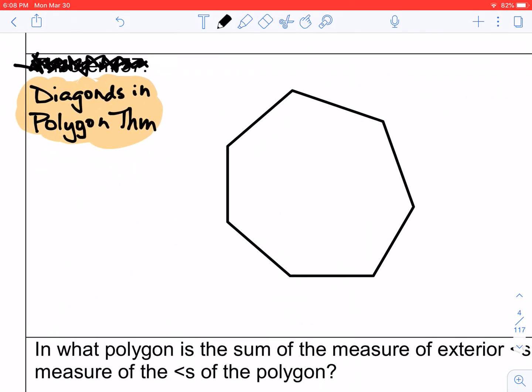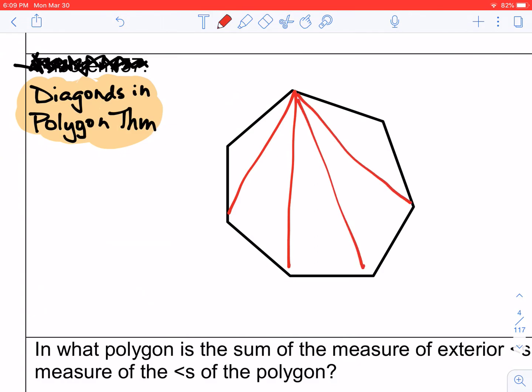Finally, the last theorem problem is how many diagonals are there in a polygon? Didn't spell diagonals correctly there, but let's just take a heptagon here and let's draw the diagonals. Now from one vertex we can draw 4. Hopefully you can see that I can't draw to itself. I can't draw to the adjacent vertices, so that knocks out 3 of the vertices.